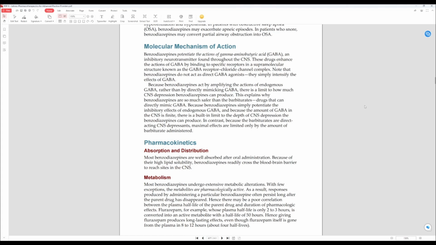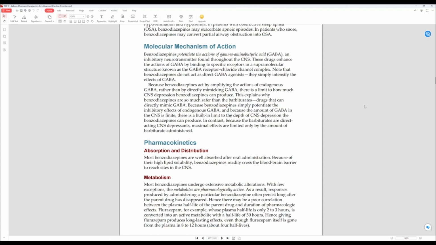So, let's talk about the molecular mechanism of action, therefore. Benzodiazepines potentiate the action of gamma-aminobutyric acid, or GABA, an inhibitory neurotransmitter found in the CNS. These drugs enhance the action of GABA by binding to specific receptors in a supramolecular structure, known as the GABA receptor chloride channel complex. Note that benzodiazepines do not act as direct GABA agonists. They simply intensify the effects of GABA.